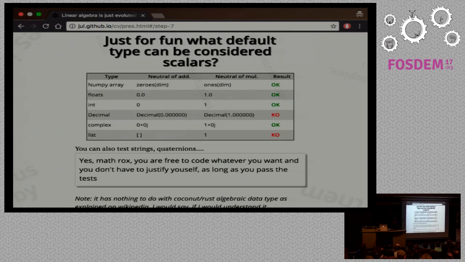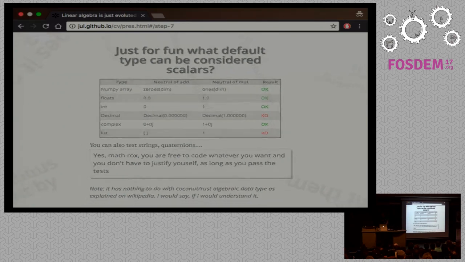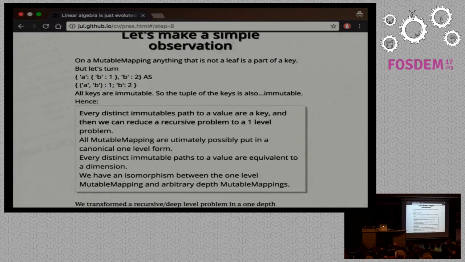Complex types are following the linear algebra rules. So, for fun, I tried the numpy arrays. They behave like the theorems of linear algebra say: the floats are doing the same, the ints are doing the same. I was pretty surprised with the decimal, but if the tests say no, then that's the way it is. Complex, I love complex. And lists, obviously, are not following the linear algebra. You can try, but no.